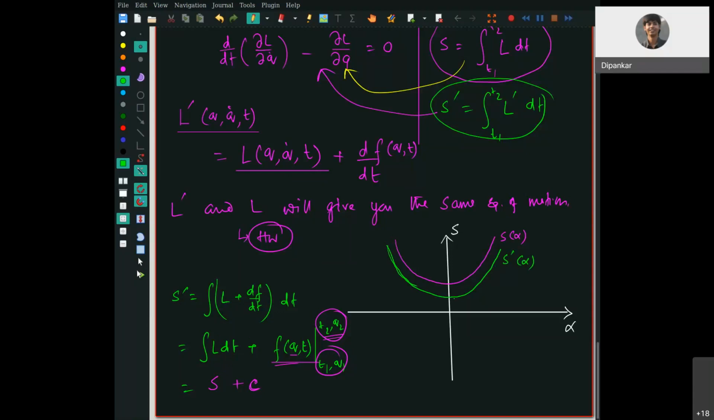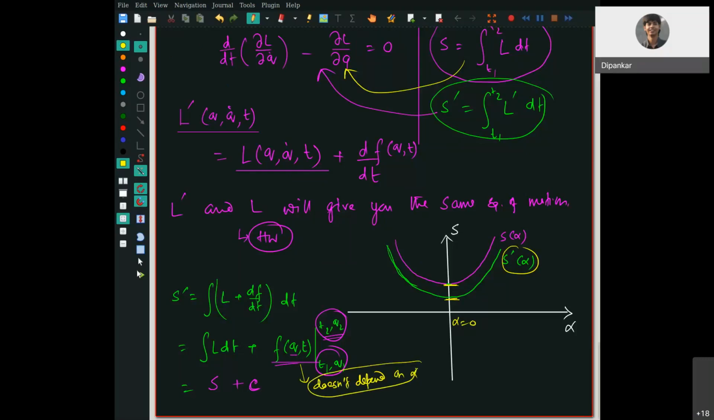Notice that it does not change the position of the minima. So the fact still remains that at alpha equals 0, the minimum of S prime is still there. Okay. So this is my alpha equals 0, because this thing does not depend on alpha. It doesn't depend on alpha because at the boundary there is no dependence on alpha. Just think about that a bit carefully. That means that at alpha equals 0, I get the minimum for both the old action as well as the new action.